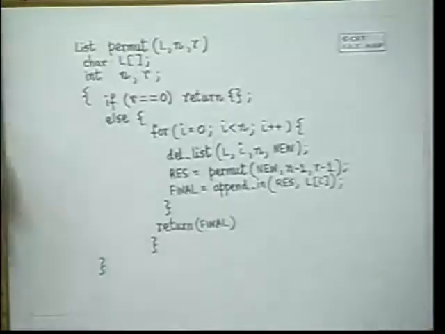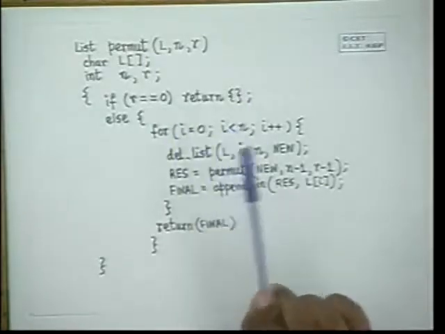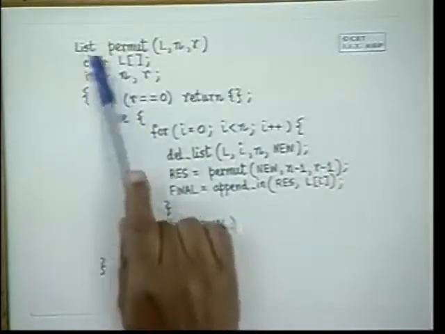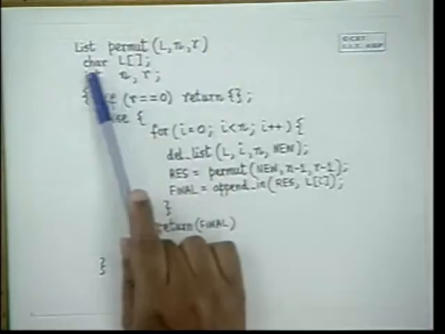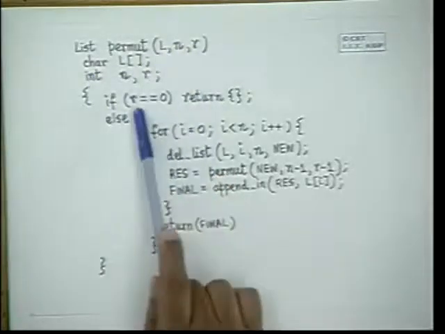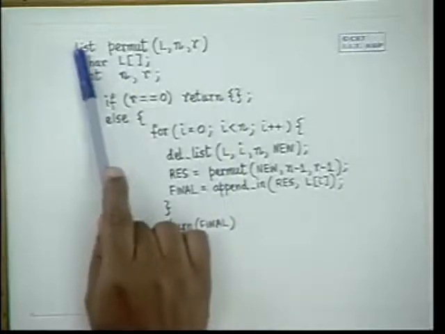So finally, we will now go to our permutations program and see how we can finally implement the permutations program. Among the various versions of the permutations program, we pick up this version where in the loop we delete one element at a time and then recursively call it and come back. So list permute L, n and R. L is a character array or a string. N and R are integers. If R is equal to 0, we return a null string. This returns a list of permutations, isn't it?